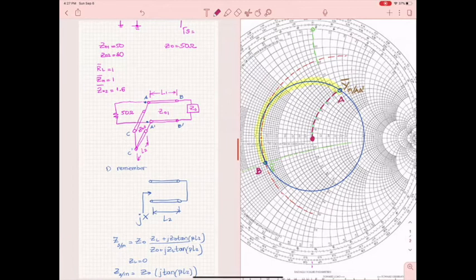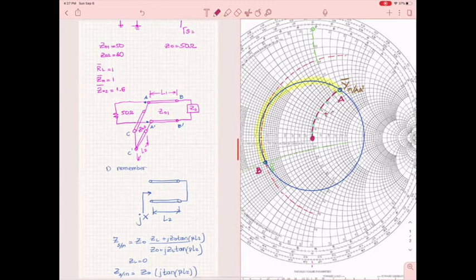Here I add, to the A, I add the stub. And then I go to the center where I have a total matching condition. So practically my input admittance, normalized, is going to be 1, which makes the normalized input impedance 1, which makes the input impedance Z0. So practically it's going to be 50 ohms.